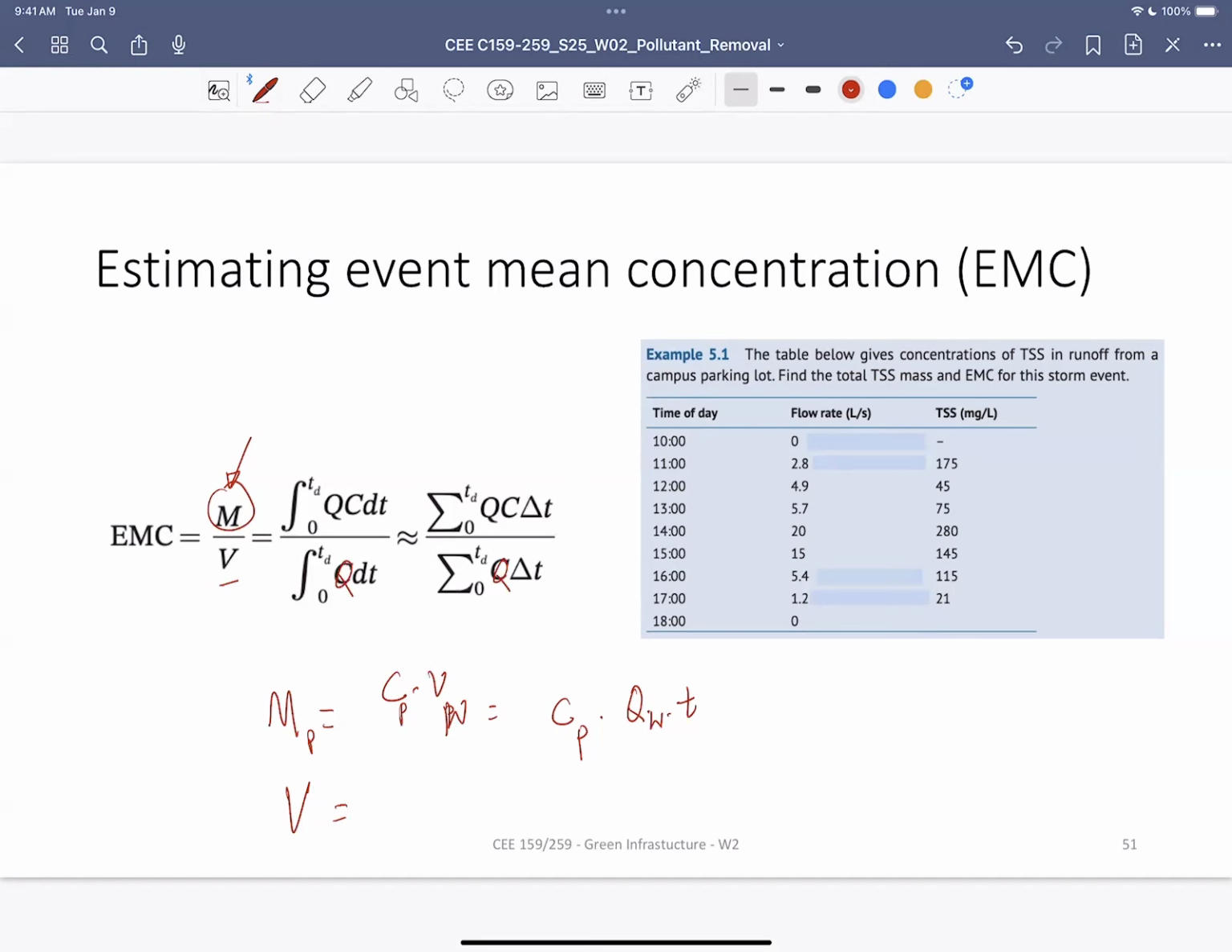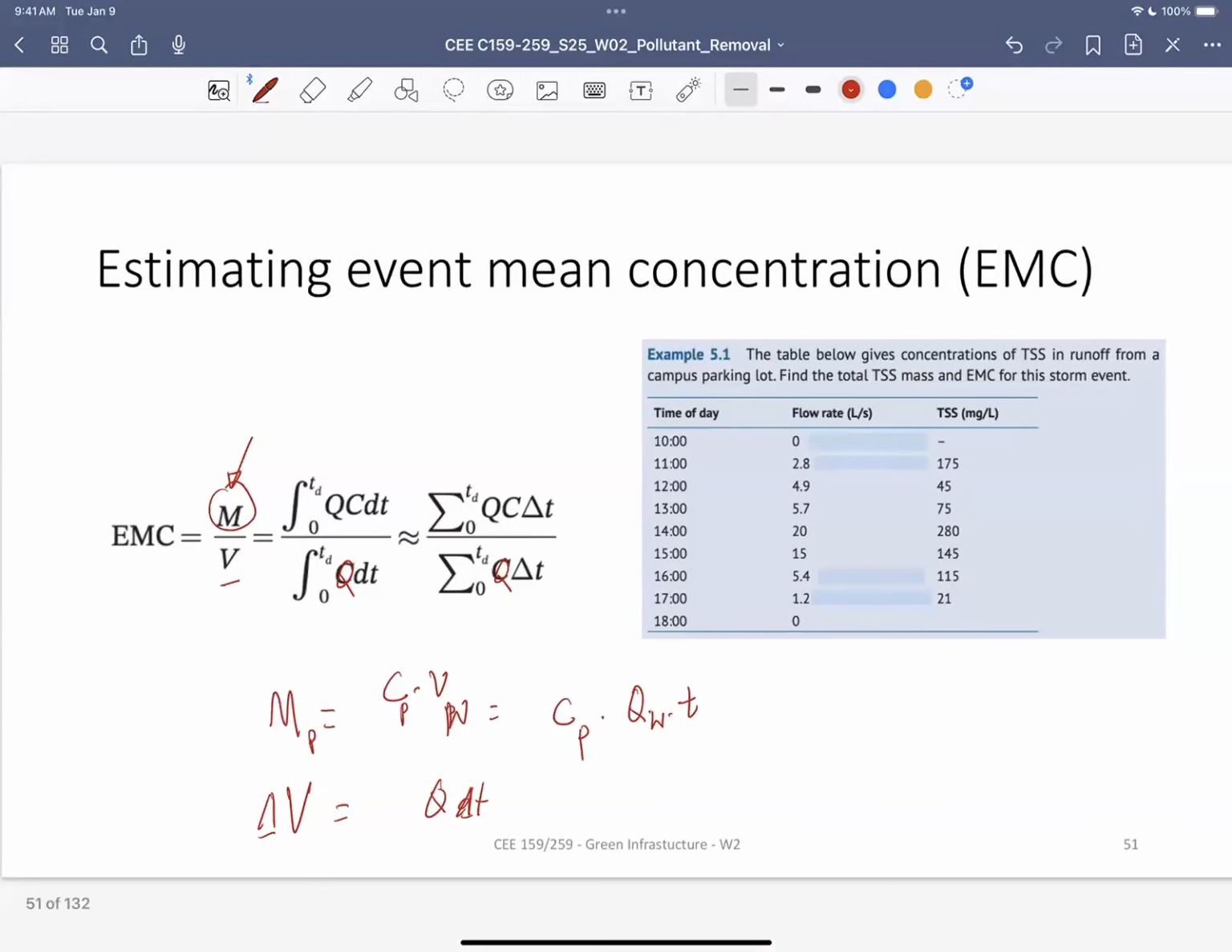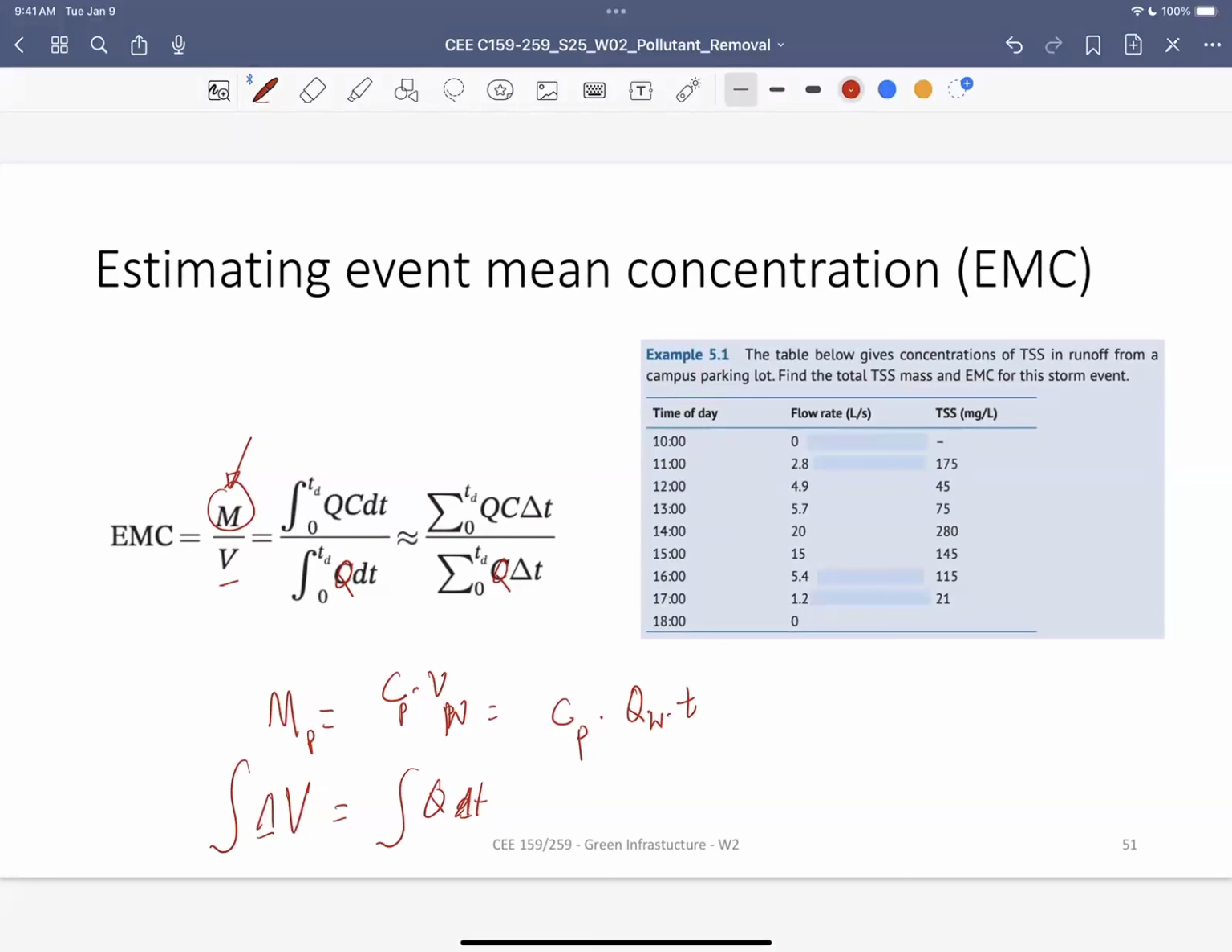If you're looking at a volume at different fractions, you know the volume flow rate. So Q times dt, or delta T, will give you the volume at any time if you're measuring, and if you add all the volumes, then you get the entire volume.